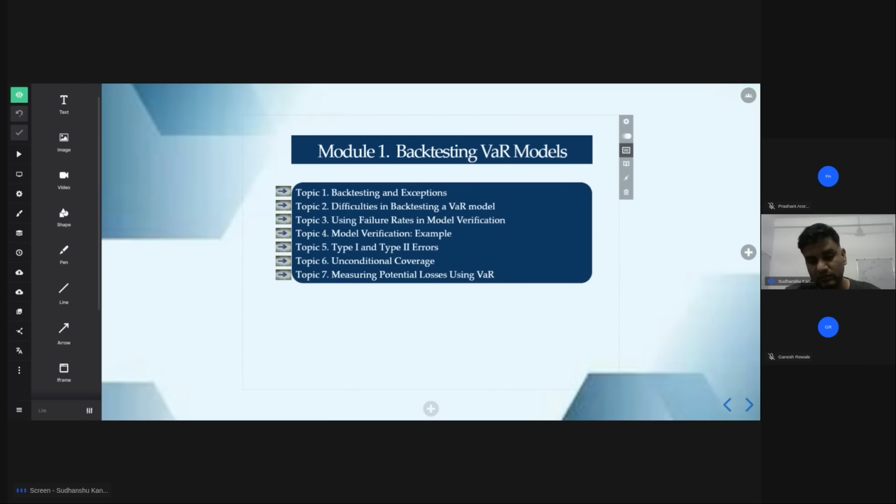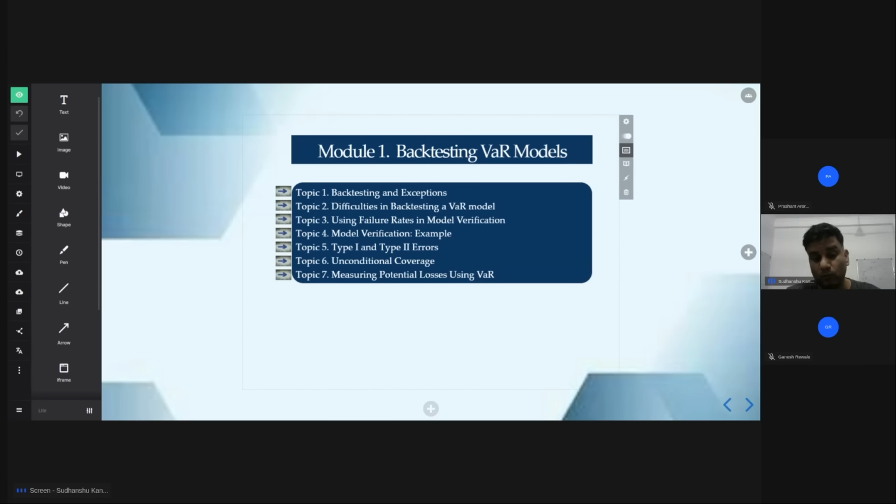Regulators classify the models into green, yellow and red zones based on your exceptions. Another point is, why are we studying it in FRM Part 2? Please understand, because regulators such as your Basel Committee require banks to backtest their VaR models daily. Remember that, daily. You have to backtest your VaR models daily as per the regulatory requirement.